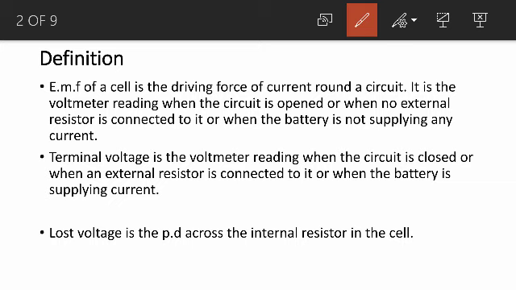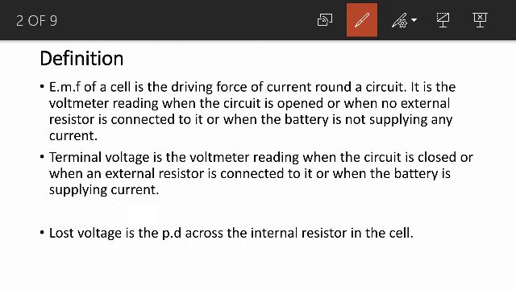Terminal voltage is the voltmeter reading when the circuit is closed, or when an external resistor is connected to it, or when the battery is supplying current. So the voltage when the battery is supplying current is terminal voltage. You can even say it is the voltage across the load, that means the load resistance connected to the battery.